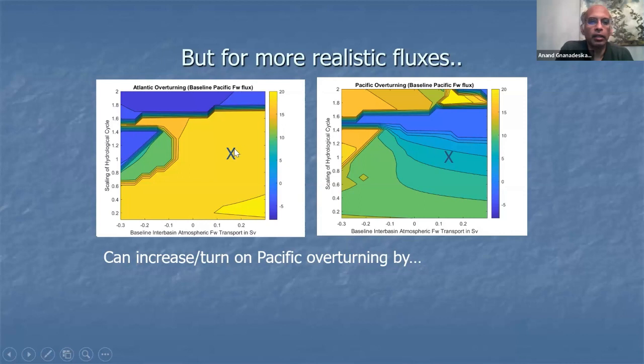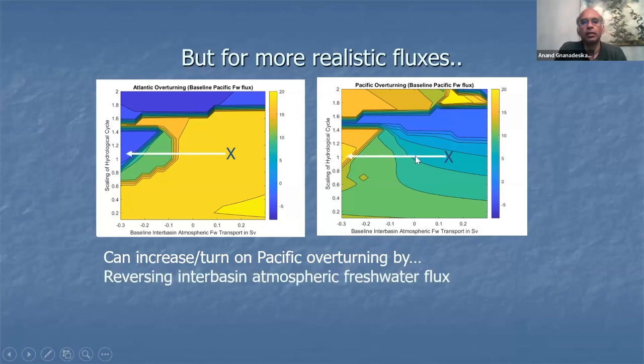So here's today's values, and these are pretty good values. I get about 6 sverdrups of overturning in the Pacific, about 19 in the Atlantic. And if I increase the freshwater flux, first the Pacific turns off, then the Atlantic turns off, and when the Atlantic turns off, the Pacific turns on again.